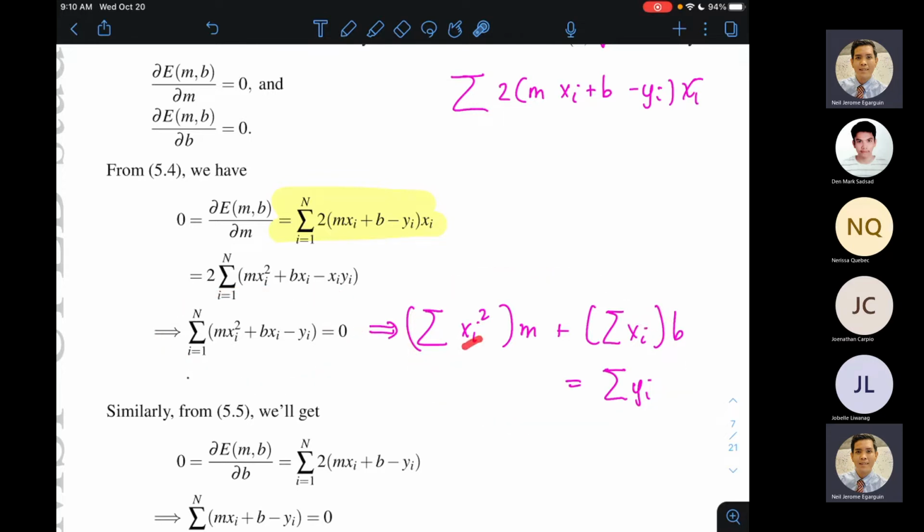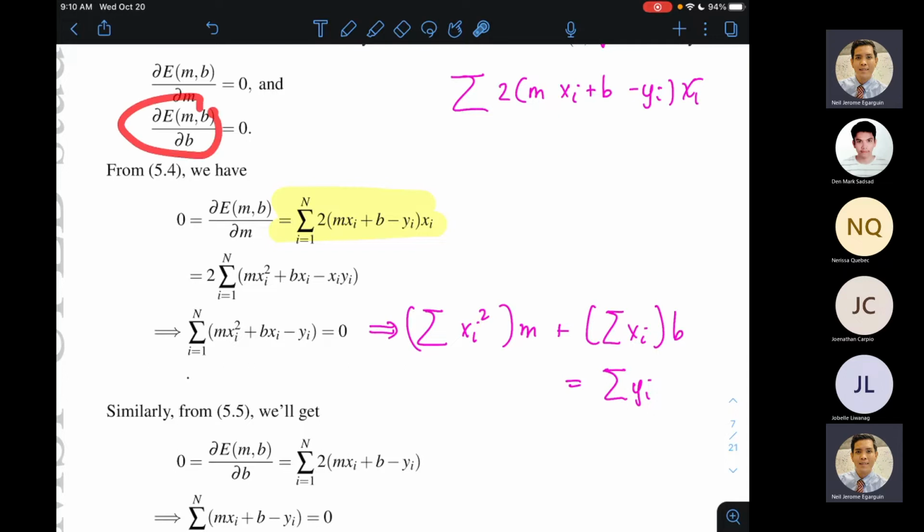Because remember, we know the x sub i's, so we can compute this summation. We know the x sub i's, we can compute their sum. We know the y sub i's, we know their sum. The only unknowns here in this equation would be m and b. So a necessary condition for m, b to be a minimizer ay ito dapat totoo. Right?